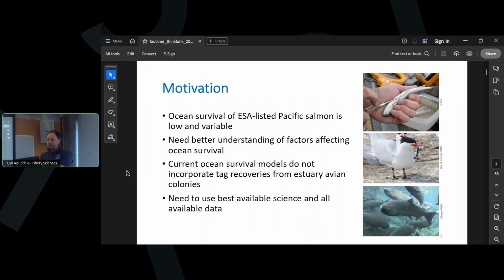Current approaches don't take into account tag recoveries from avian colonies, where birds eat the fish that have PIT tags in them and deposit them on colonies. That data often isn't being used in smolt-to-adult return models. So we want to use the best available science and all the available data to build better models for ocean survival. That's really the motivation for this.